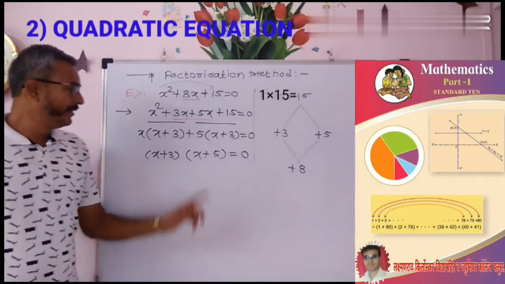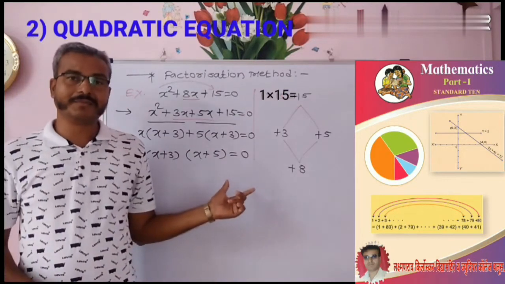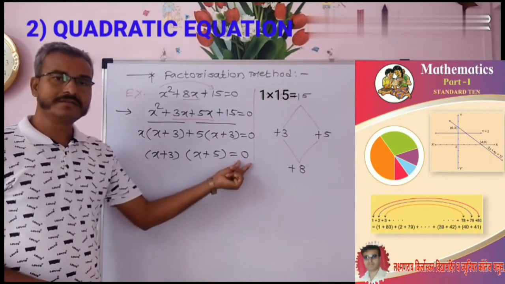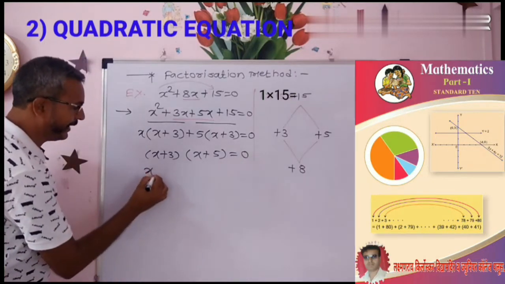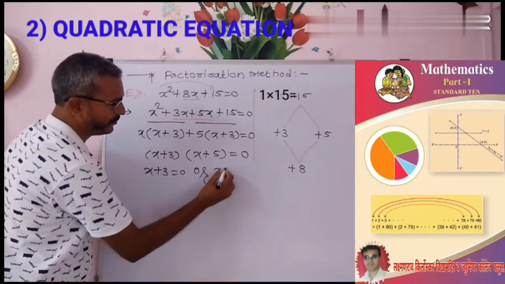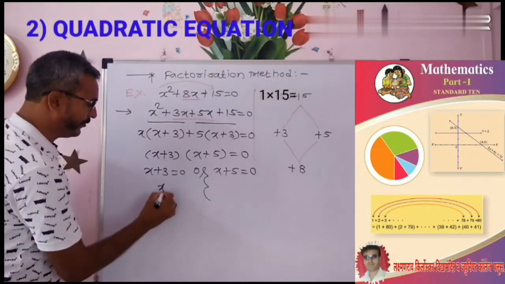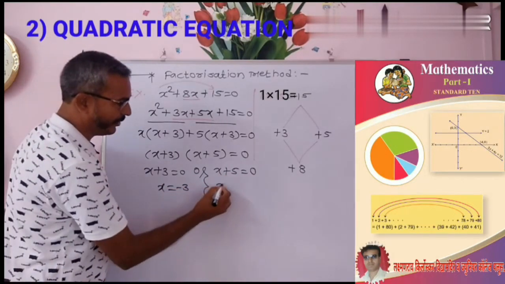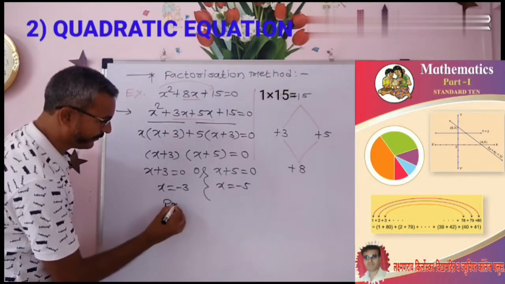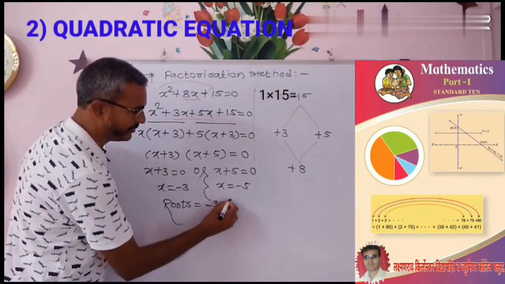Now, by the third step of the factorization method, equate each bracket, each factor, with 0. Then we write here x plus 3 is equal to 0 or x plus 5 is equal to 0. And hence we get the value of x is equal to minus 3, and here the value of x is equal to minus 5. That means we get the roots: minus 3 and minus 5.